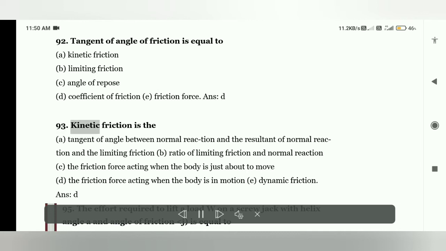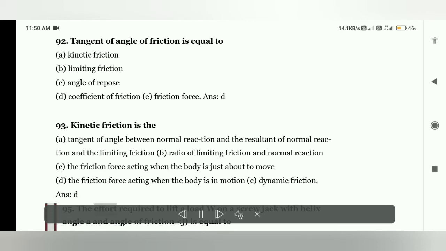93. Kinetic friction is: A, the tangent of the angle between normal reaction and the resultant of normal reaction and the limiting friction; B, the ratio of limiting friction and normal reaction; C, the friction force acting when the body is just about to move; D, the friction force acting when the body is in motion; E, dynamic friction. Answer: D.